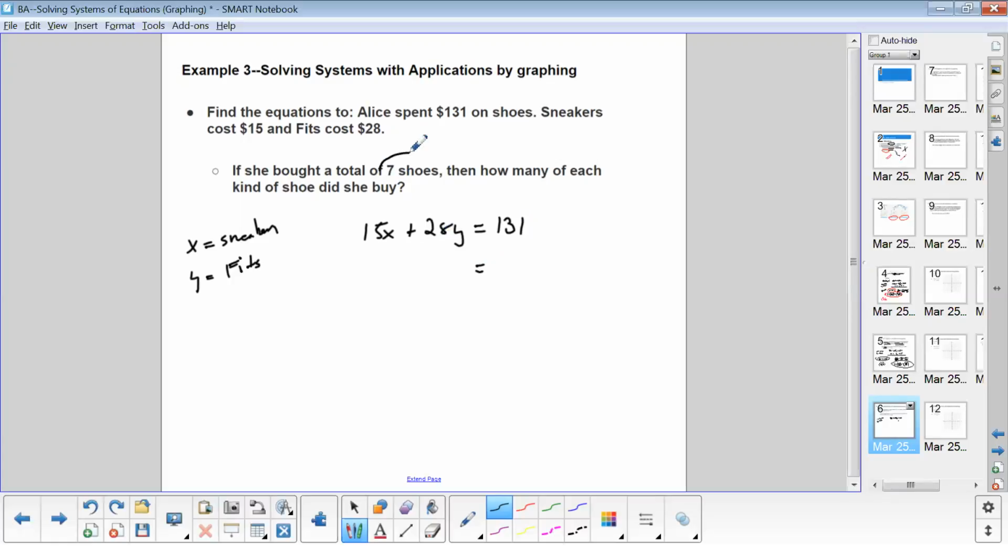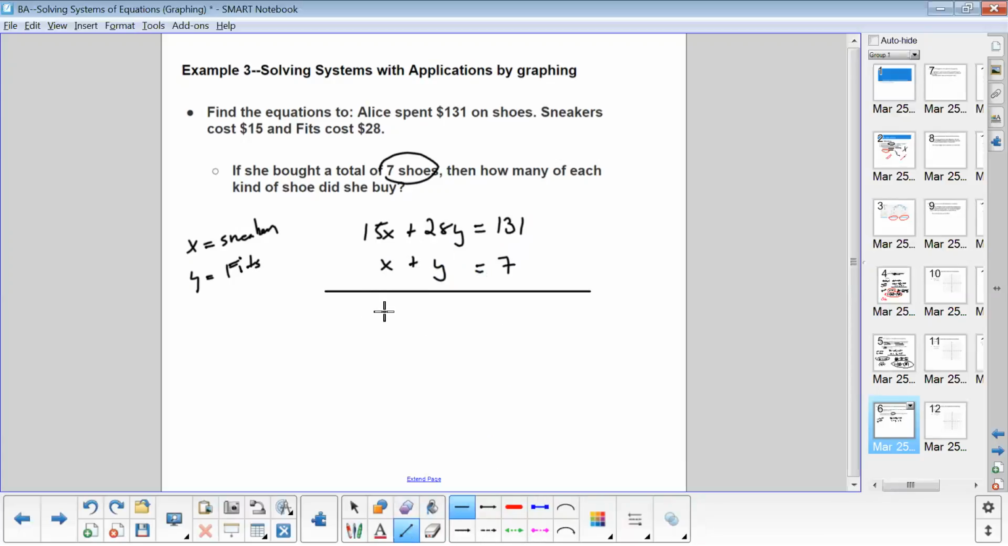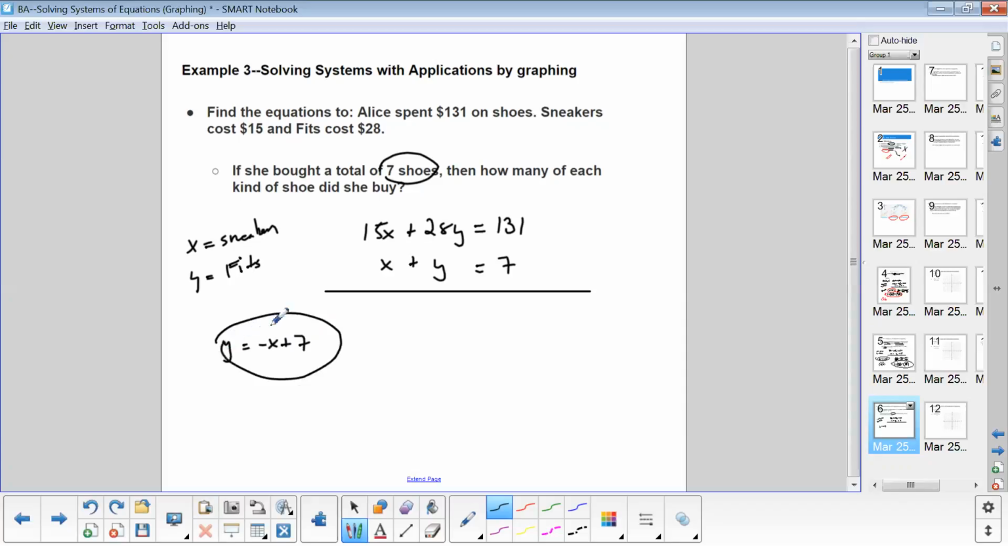And then she bought a total of 7 shoes. Well, I don't know how many sneakers she bought or how many fits she bought, but I know there was a total of 7 of the type of shoes that she bought there. So again, you've got your equation. So we're going to take this second one and solve it for y. So we're going to have negative x plus 7. There's one equation. And the other one, we're going to do the same as we have been.